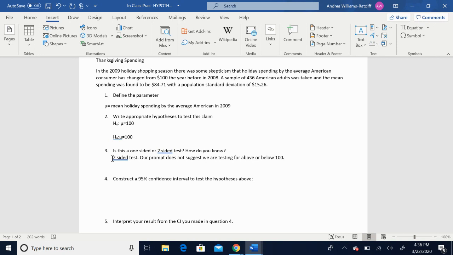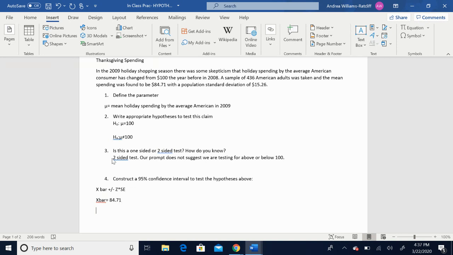A confidence interval is always accomplished by having x bar plus or minus z star times the standard error. That's the basic setup for how we construct a confidence interval. So let's start pulling out information that will help us figure this out. My x bar is a mean, but it is a sample mean, so that's going to be my $84.71.